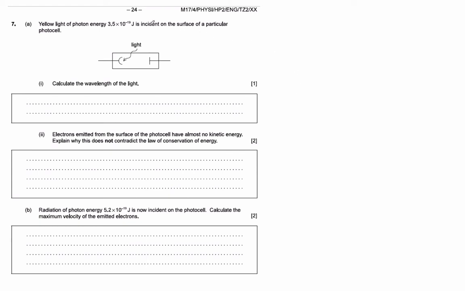Yellow light of photon energy 3.5 times 10 to the minus 19th joules is incident on the surface of a particular photocell. Calculate the wavelength of light. So just use, what wavelength is hc over E. They've given it to you in joules, so you use the hc that's in joules.